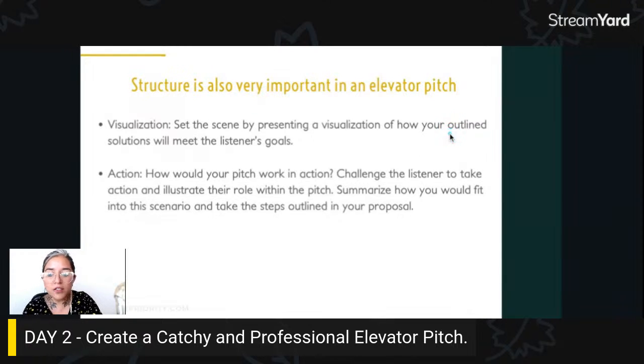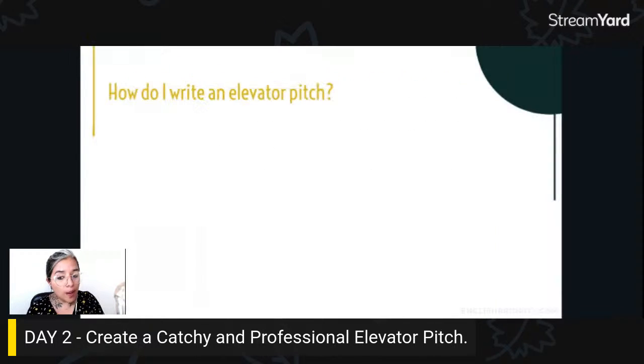Okay, let me go back. So that's what we have. Okay, you have to call the attention. You have to show them that they need you. You have to show them that they are going to get some satisfaction. You have to make them visualize what it is to work with you. And if it's possible, you have to help them take action, okay, on what they're doing.